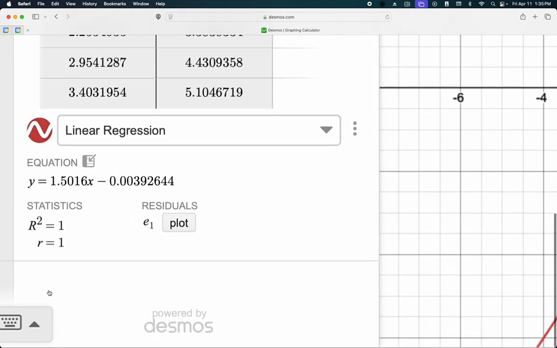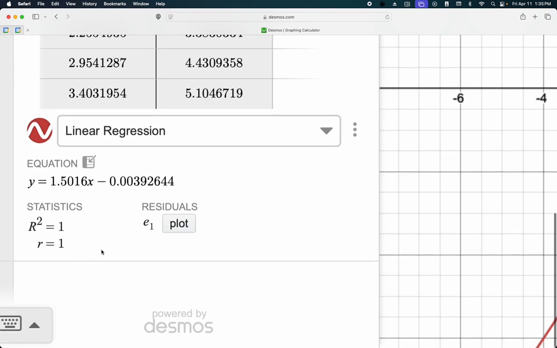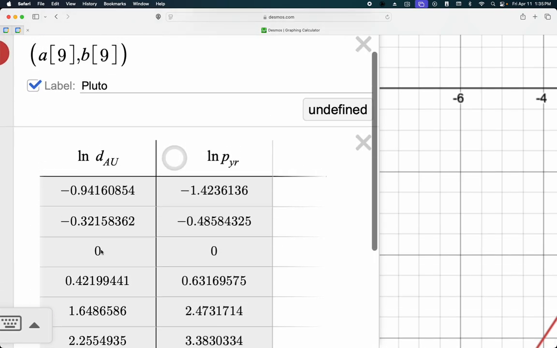Is that why Pluto isn't a planet? That could be why, actually.